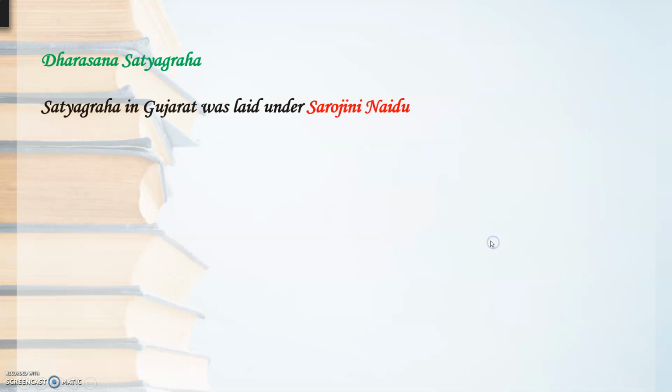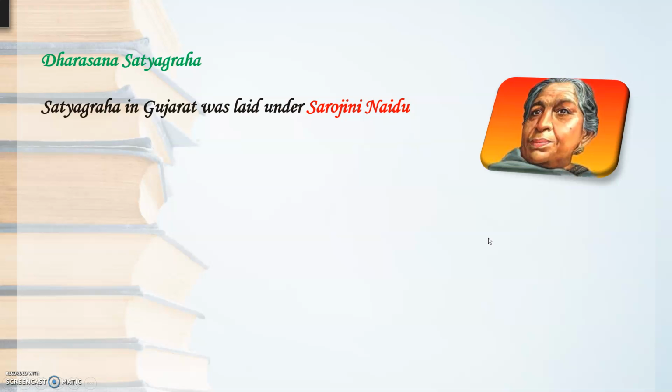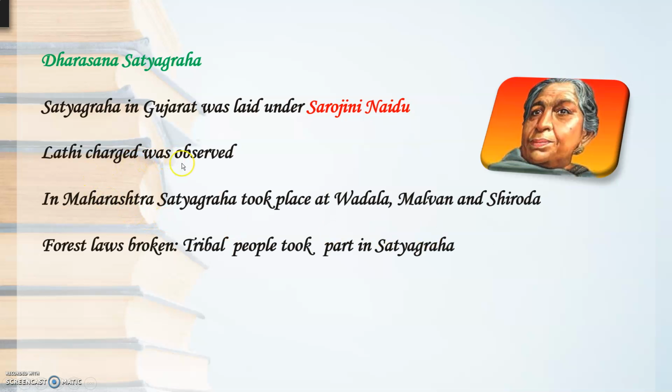Dharasana Satyagraha. The Satyagraha in Gujarat was led by Sarojini Naidu. Lathi charge was used on all the people who took part in the Satyagraha. In Maharashtra, Satyagraha took place at Badala, Malvan and Shirode.